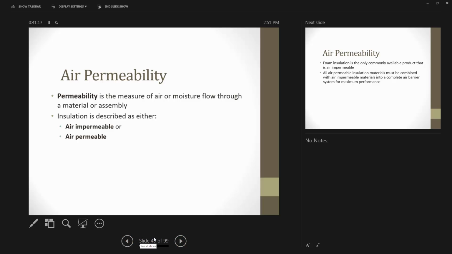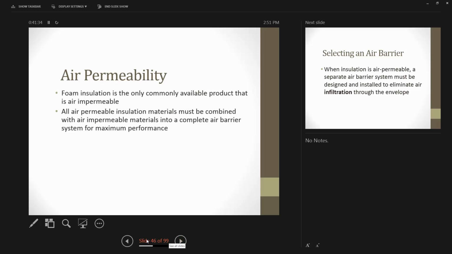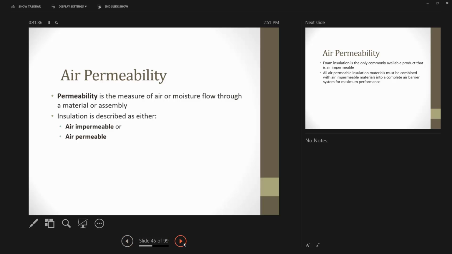So we talked about R value. The other thing that's in your book that we haven't talked about yet was permeability. Did you talk about permeability with Brad? Did I miss that one? Okay. This is important both for air and for moisture, and then we'll get more into the moisture in just a minute.